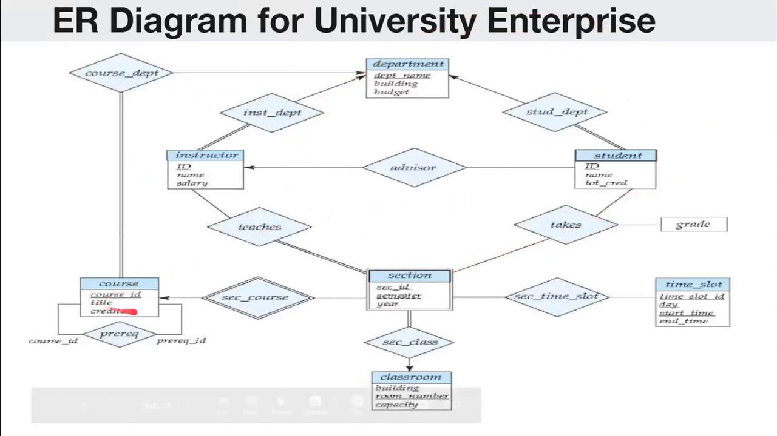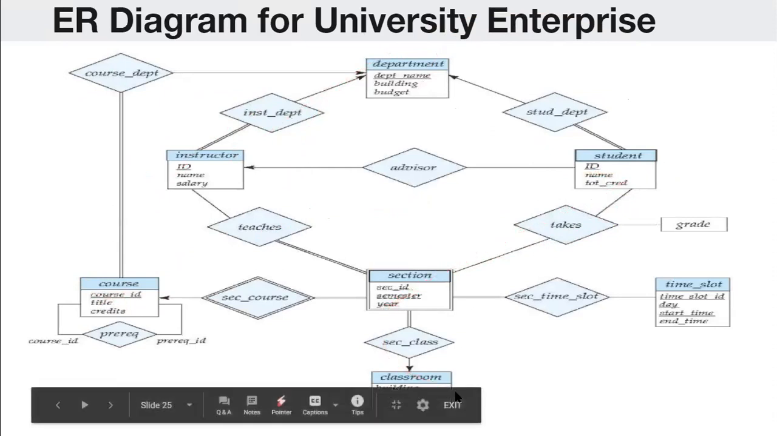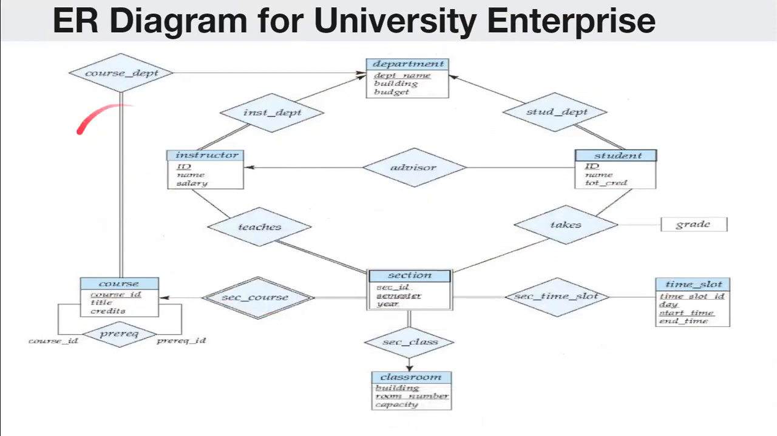In this case, we are having entities like course, instructor, department, student, section, classroom, and time slot. These are the basic entities in our case. So this type of relationship is being represented. If there is a weak entity, then the association will consist of double lines.